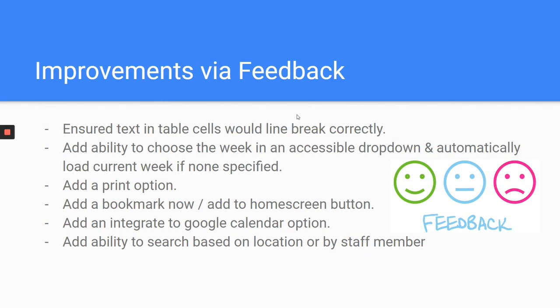Improvements via feedback. If we continue the design and development of this application, here are some of the things we would like to implement. We would, of course, address any negative feedback we got from our user evaluation and then look into adding new things. Some of the things we hope to add are loading the current week, the ability to add classes to your Google Calendar, and also search based on location.